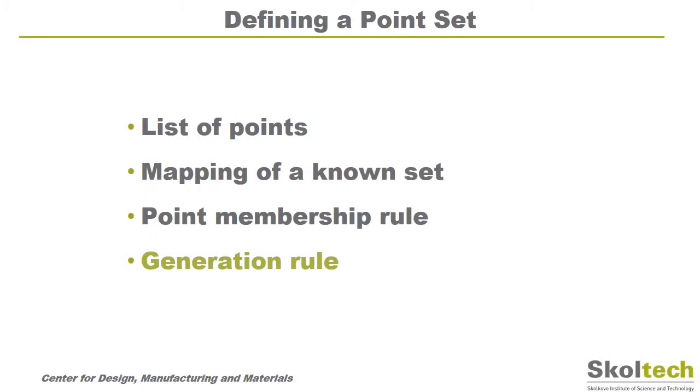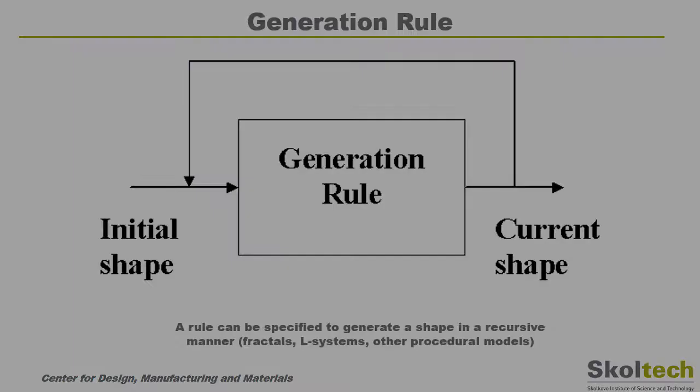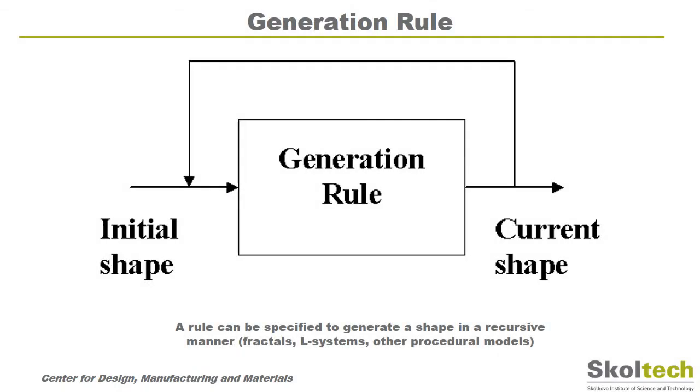Finally, we discuss a generation rule as the way to define a shape. A rule can be specified to generate a shape in a recursive manner, starting with some initial shape, usually very simple, and use the current shape as input at the next generation step. In this way, fractals, Lindenmayer system, and other procedural models can be defined.